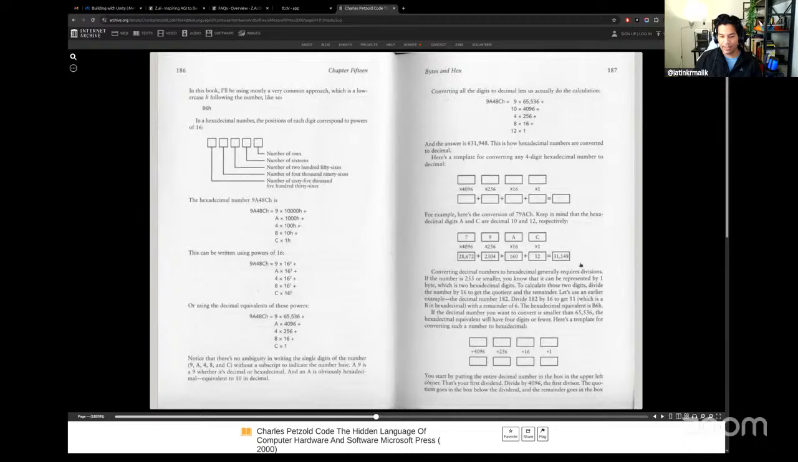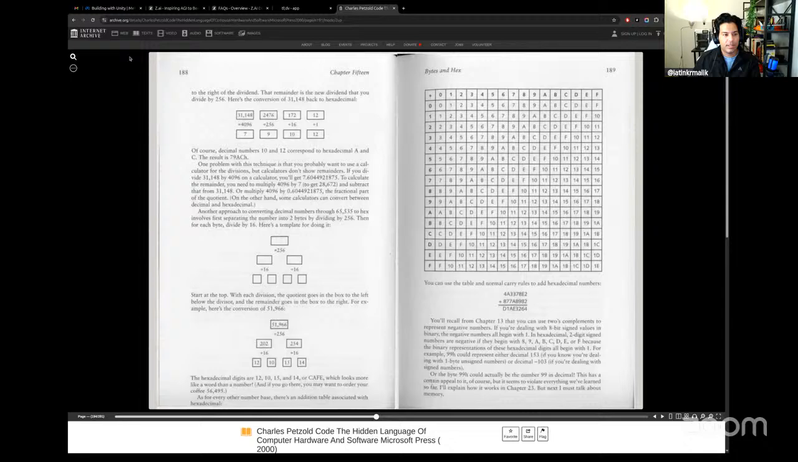Again, it's the same thing. If you draw it the way we learned it in India also, anything you put in the top right is the quotient, and that keeps becoming your number. And at the end, whatever is the remainder, you just add that at the end. So the remainder goes into the box to the right of the dividend. And that remainder is now the new dividend that you divide by 256.